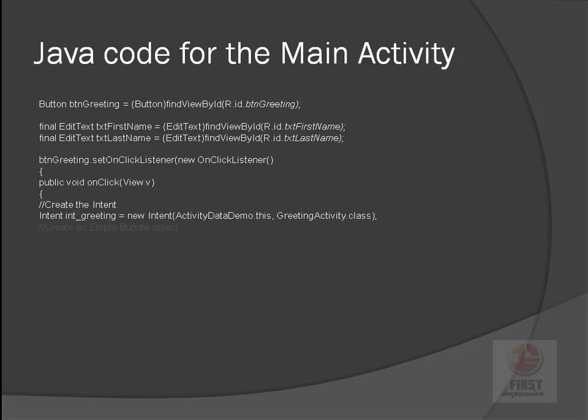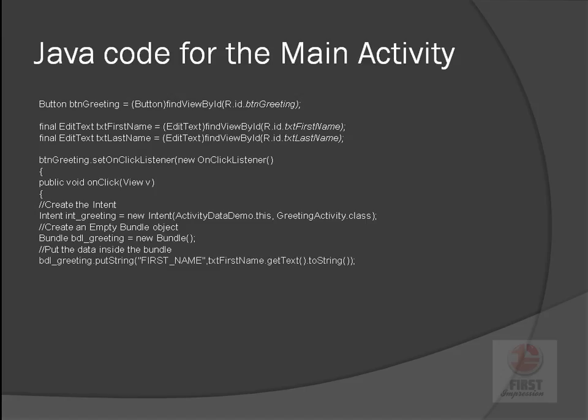Then we have to create a new bundle. So we'll say Bundle BDL greeting equals new Bundle. A bundle is an empty set. Inside this empty set, you can put your data and pass it to the second activity. So how do we put data? In our case the bundle object is BDL greeting, so we will say BDL greeting.putString.